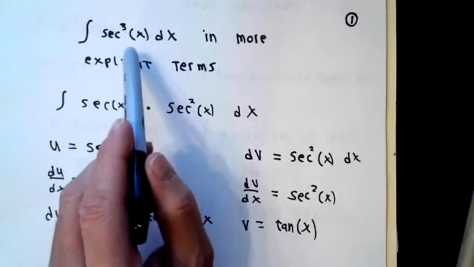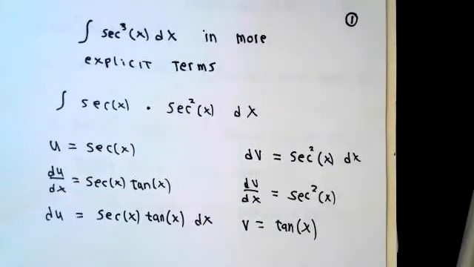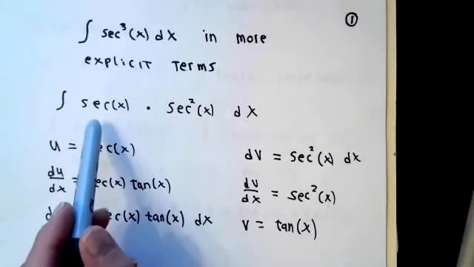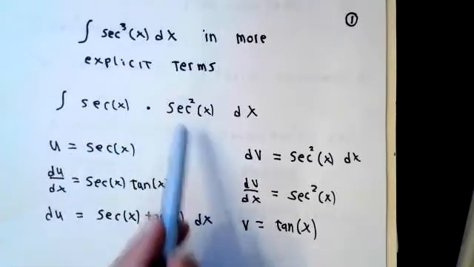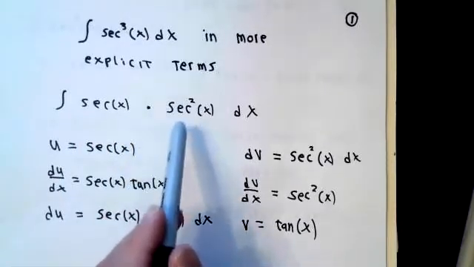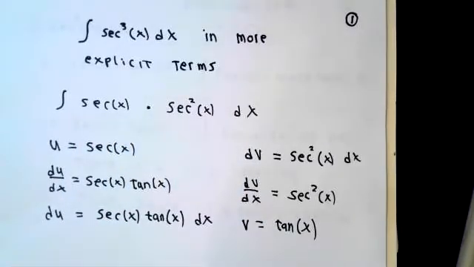Integral secant cubed of x dx. Nothing looks very promising, but I do know how to integrate secant squared. So I'm going to split secant cubed up into secant x multiplied by secant squared of x. I'm going to try integration by parts.